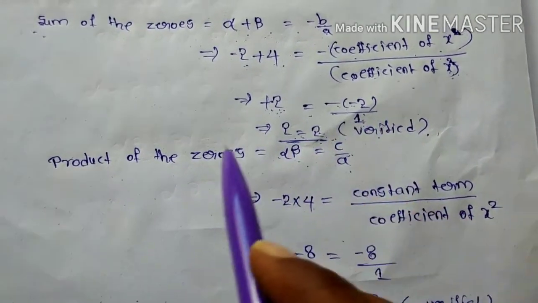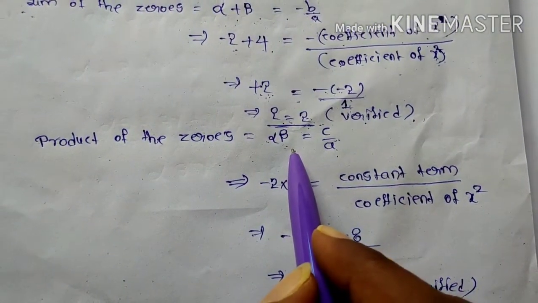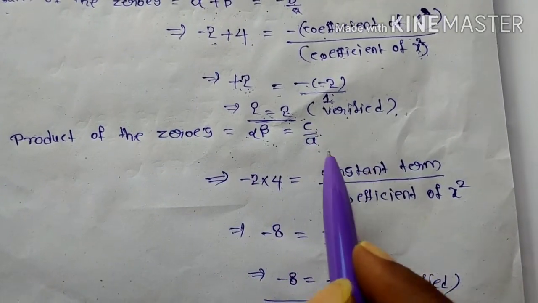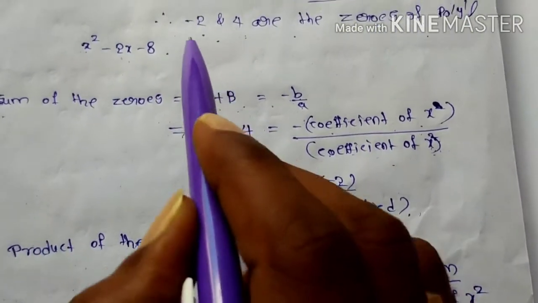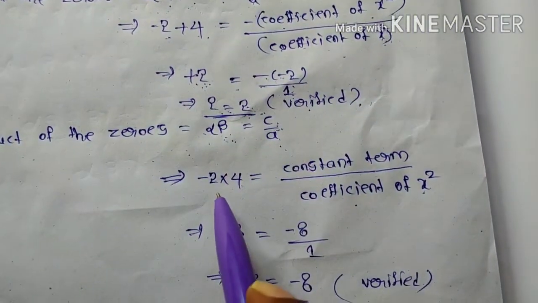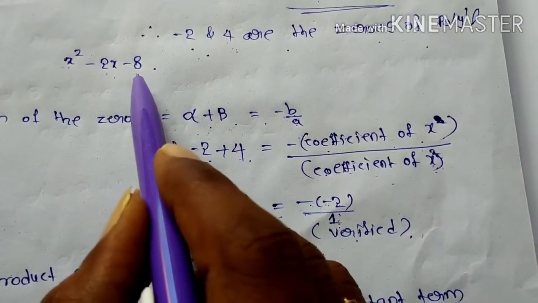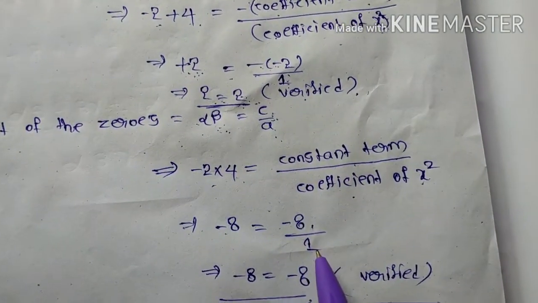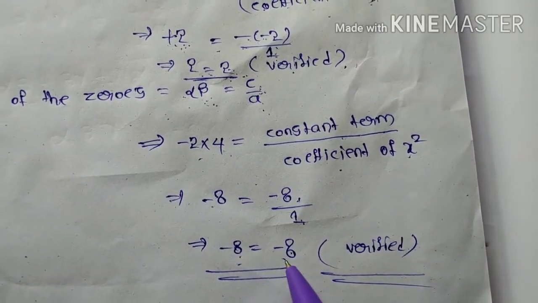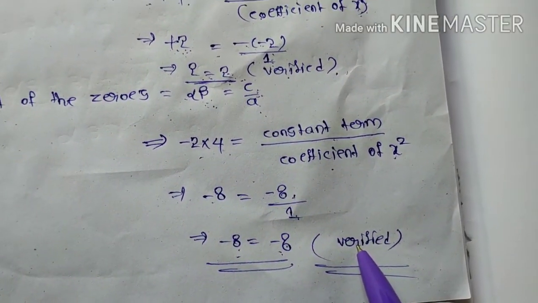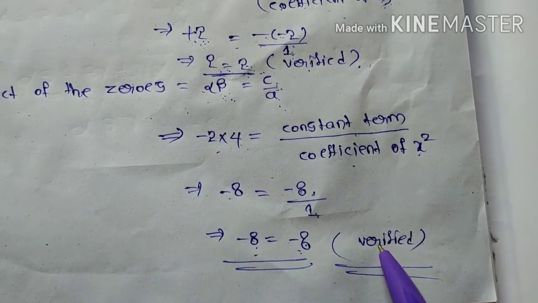Yes, verified. In a similar way, you can find the product of zeros. Product of zeros is called alpha beta. You know that formula, alpha beta is equal to c by a. c means the constant term. a is the coefficient of x square. Alpha beta means minus 2 into 4. Minus 2 into 4 means minus 8. Constant term here is how much? Constant term is minus 8, so minus 8 by 1. Minus 8 by 1 means it is minus 8 only, and the LHS is also minus 8. Both are equal or not? Yes, so you can verify the zeros and coefficient relationship of the given polynomial.